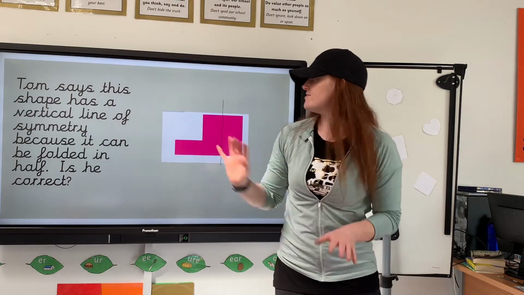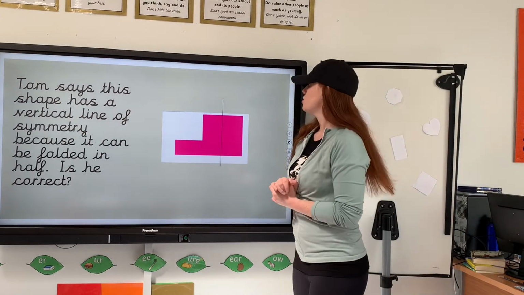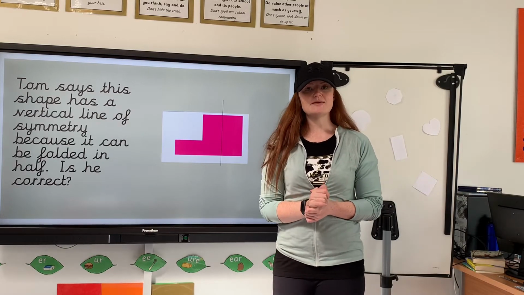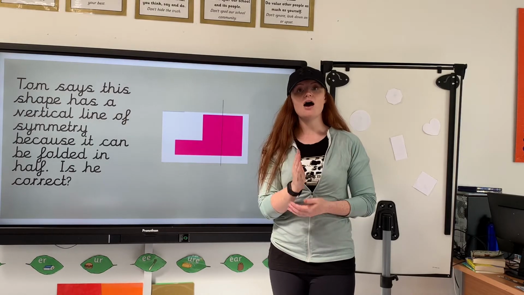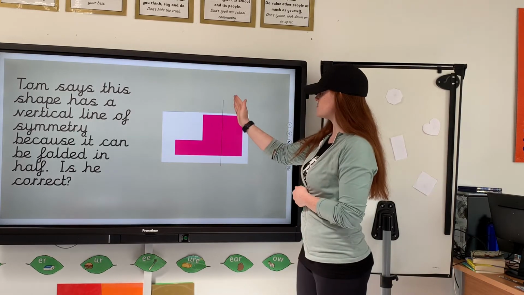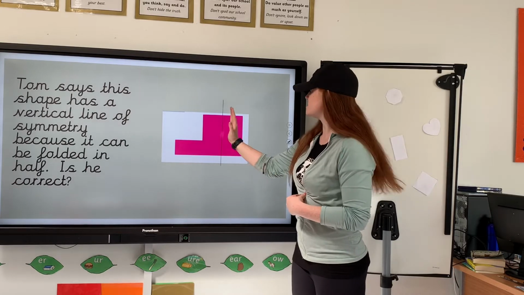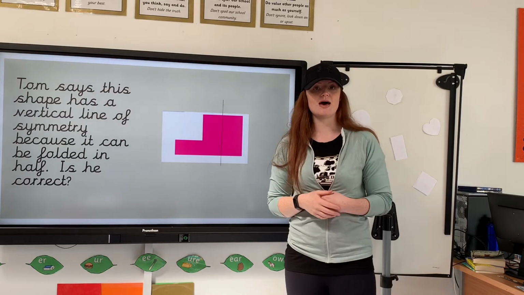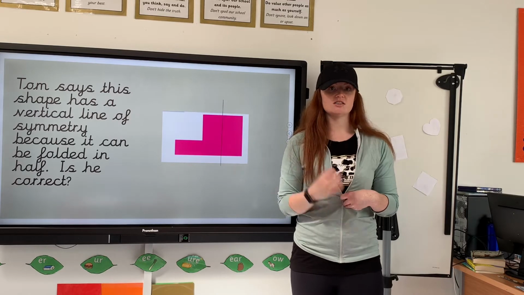Tom says that this shape has a vertical line of symmetry because it can be folded in half. Is he correct? We know that a shape has symmetry not just if it's folded in half, but if it's folded in half and both sides are the same. On this shape, you can see it's folded in half, but are both sides the same? Well, no, they're not, because this side has not only the half of the square, but a bit of a rectangle off it as well. This side doesn't have that, and therefore that is not showing vertical symmetry.